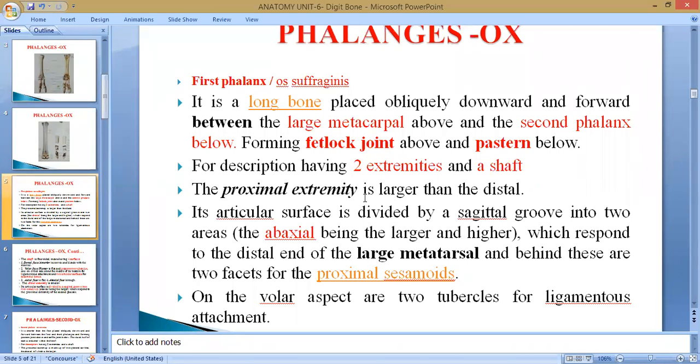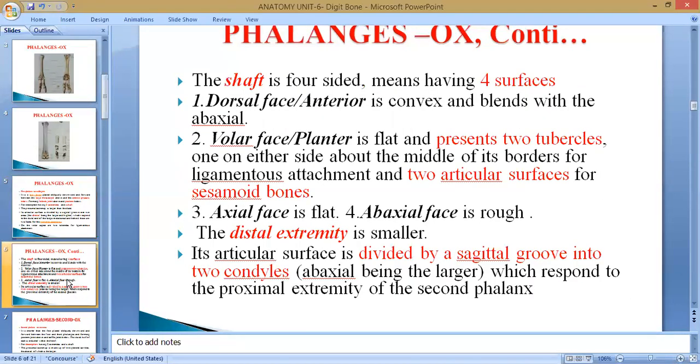The proximal extremity is divided into two parts by a sagittal groove for the metatarsal bones, and posteriorly, on its plantar surface, it has two articular facets for the proximal sesamoid bone and for the attachment of the tendon or ligament. The shaft contains four surfaces: anterior, that is dorsal, volar, axial, and abaxial. And the distal extremity is also divided, like the proximal extremity, into two parts and contains condyles for the second phalanx, and this division is by the sagittal groove.